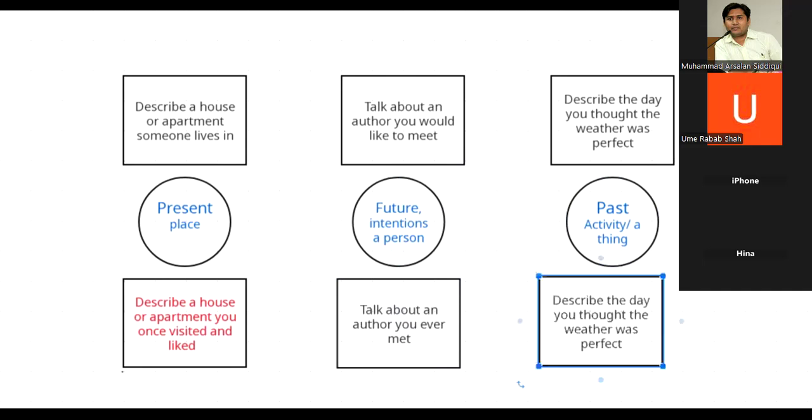Describe the day you always find, or describe the day, you describe the weather you always find perfect. Now you can see that the topics in part two can vary from past, present, or future. So you have to be very much careful about corresponding to these topics.